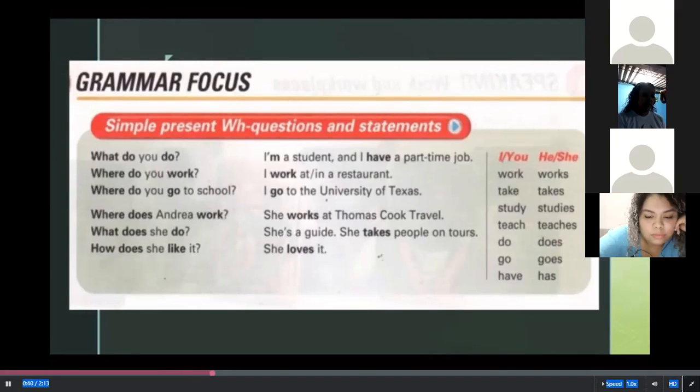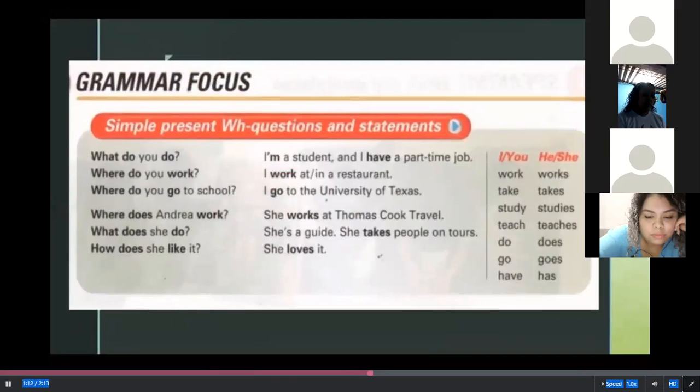I, you: work, take, study, teach, do, go, have. He, she: works, takes, studies, teaches, does, goes, has.